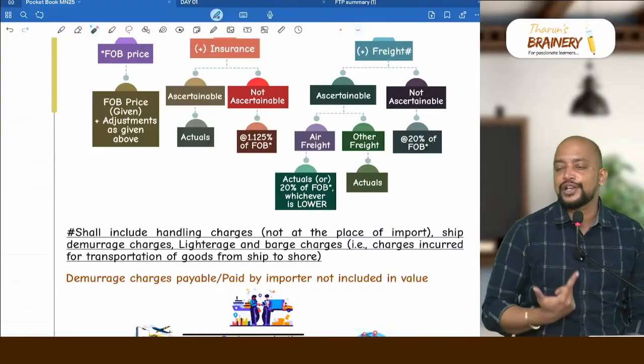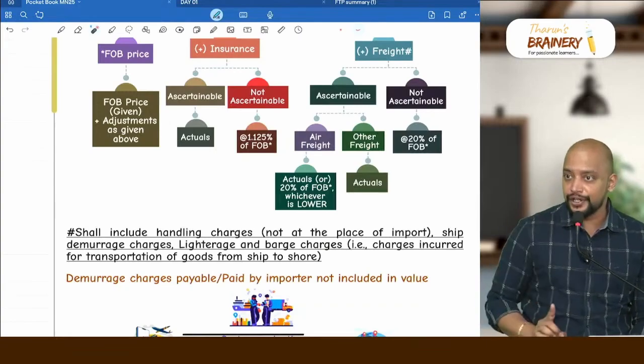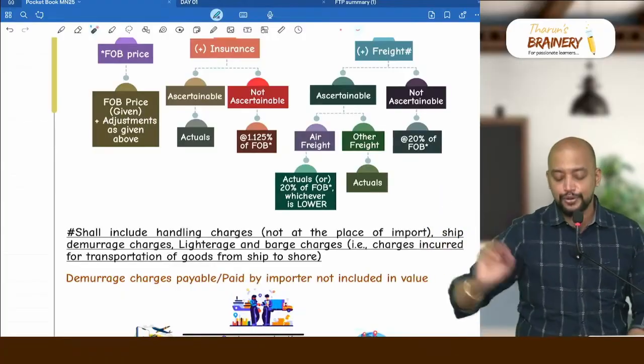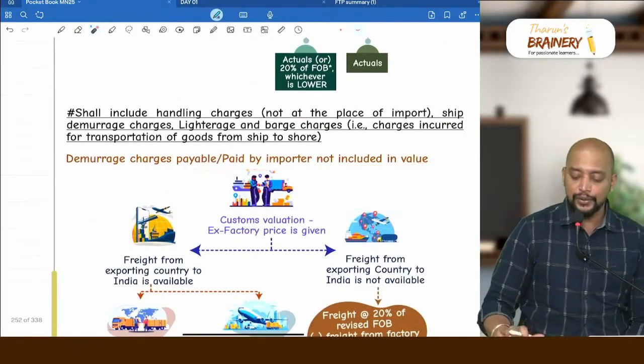To whom will they pay demurrage charges? Not to the customs department, but to the Port Trust of India or Airport Authority of India. That charge will definitely be excluded from the value because it is post import. That is, this demurrage charge paid or payable by the importer is not included in the value.